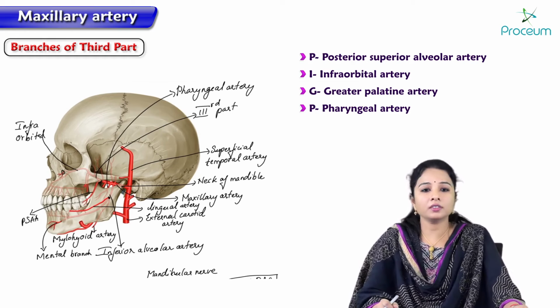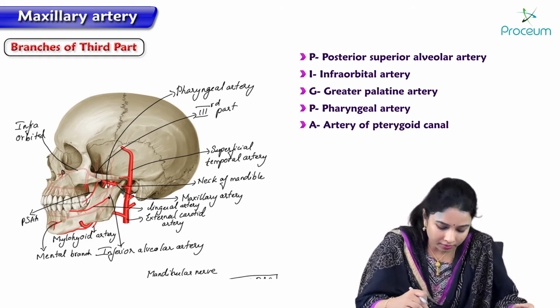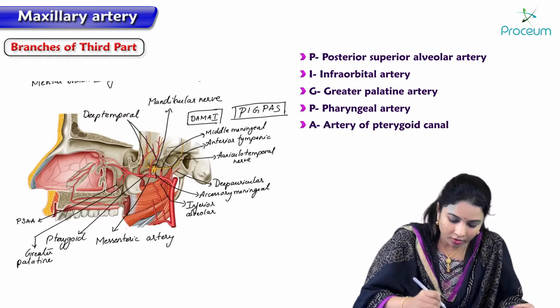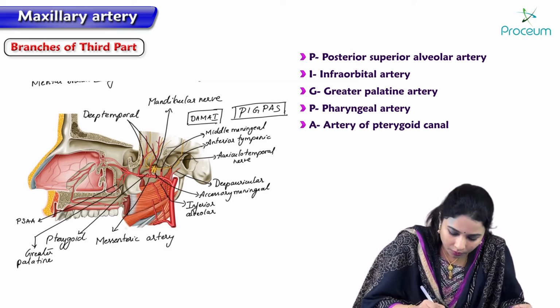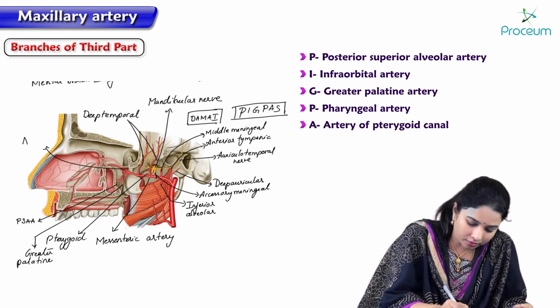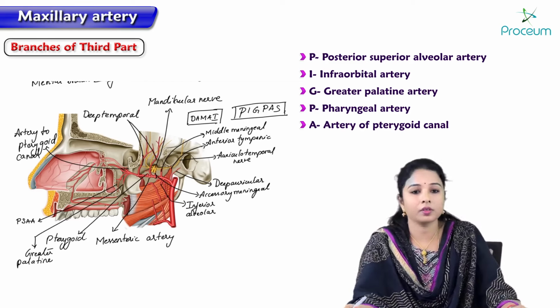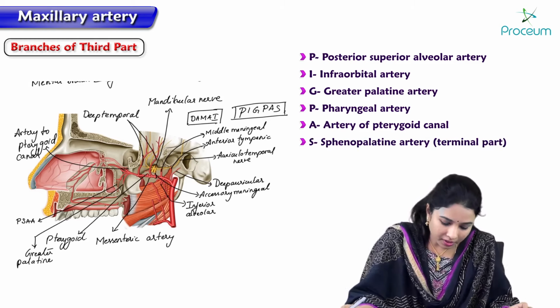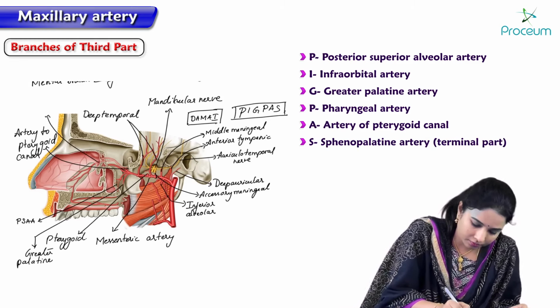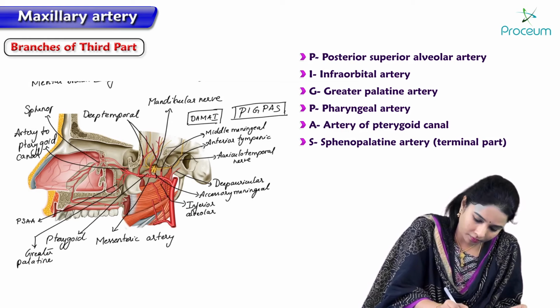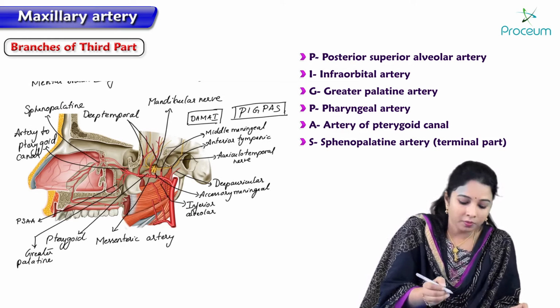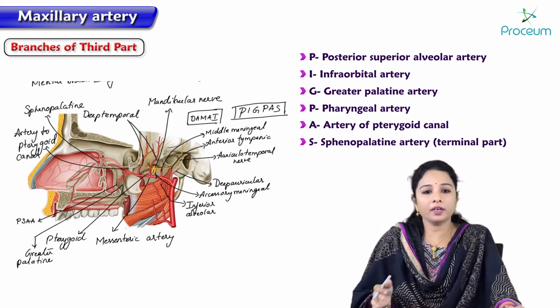Pharyngeal artery to the pharynx, then artery to the pterygoid canal. The next artery is the artery to the pterygoid canal, which enters the anterior part of middle ear. So, here is the artery to pterygoid canal. And next is the sphenopalatine, which is the terminal branch. Sphenopalatine artery supplies the nasal septum and lateral wall of nose.